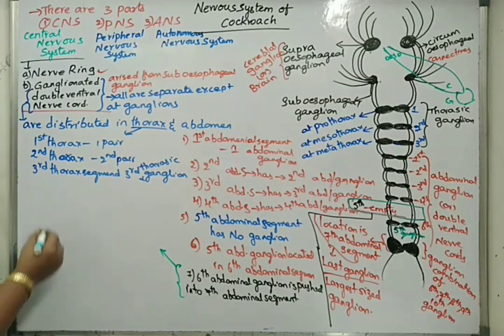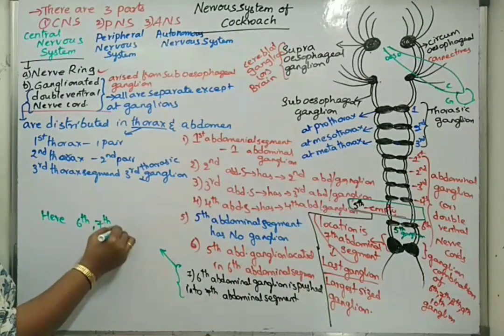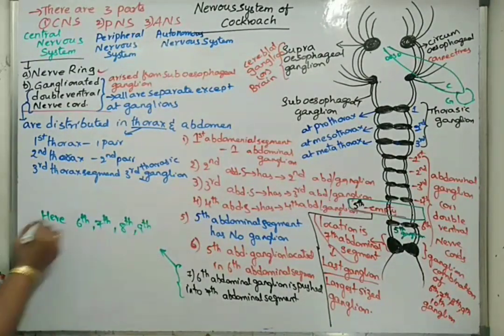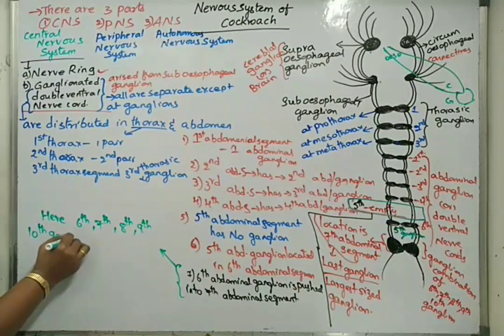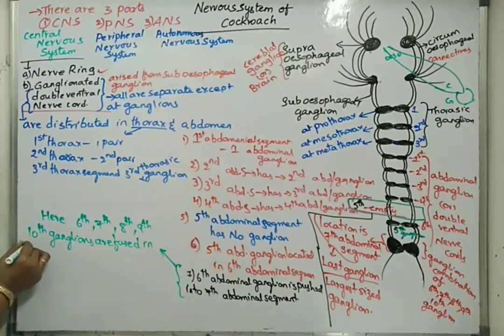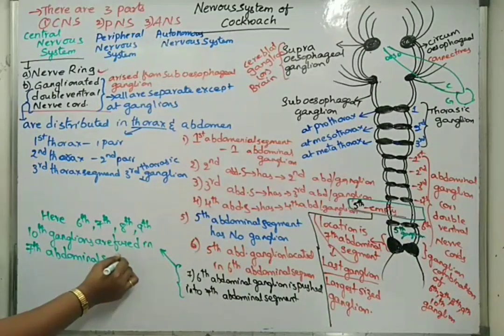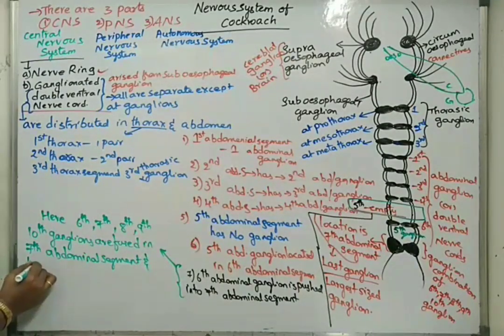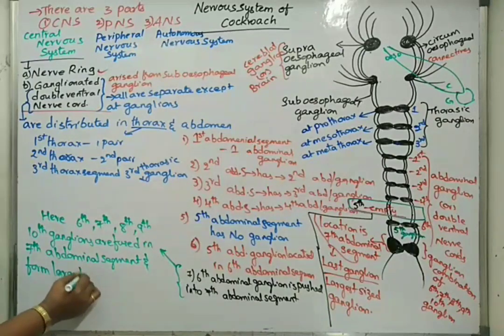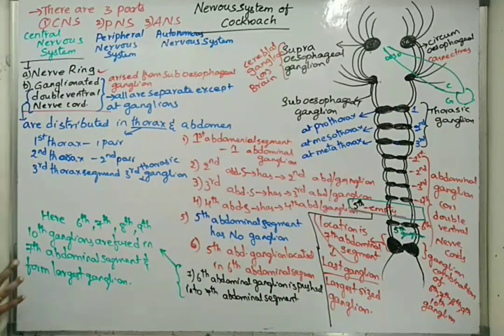So we will write some points here. The 6th, 7th, 8th, 9th, 10th ganglions are fused in the 7th abdominal segment and form the largest ganglion. So these are some points related to the central nervous system up to here.